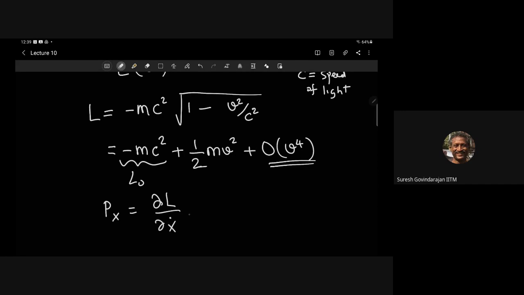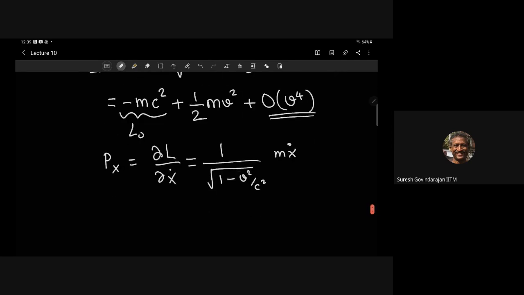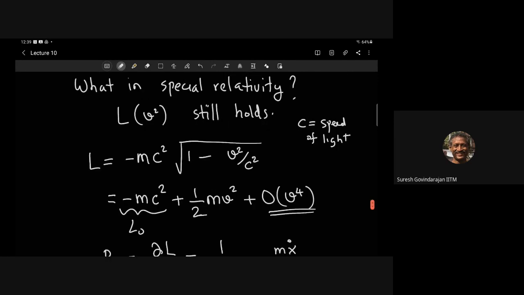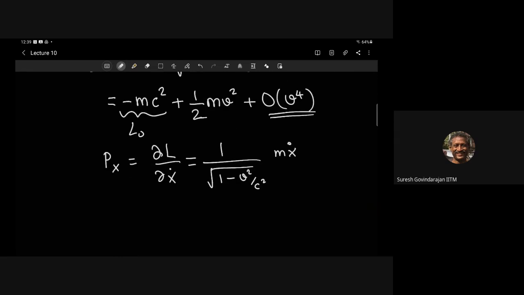If you just go ahead and do this computation, this will become 1 by square root of 1 minus v squared upon c squared times m x dot. Similarly, you can. So this is just a calculation. But now we can see that the definition that we have for momentum is much more general. And so the fact that in this action there is no x dependence will still imply that px is a constant of motion. So what we do is that any constant of motion which is associated with translations in space, we'll just call that momentum, linear momentum or whatever. So this is what we get.